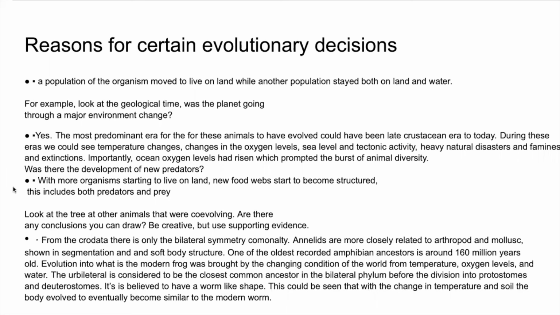To the question, was there the development of new predators? We found that with more organisms starting to move onto the land, more food chains were developed. And when a food chain is developed, you have your predators and your prey. And so yes, to the worms and to the predators and to the frogs, as previously shown, we were able to see that new food webs were constructed with the new organisms coming to land.